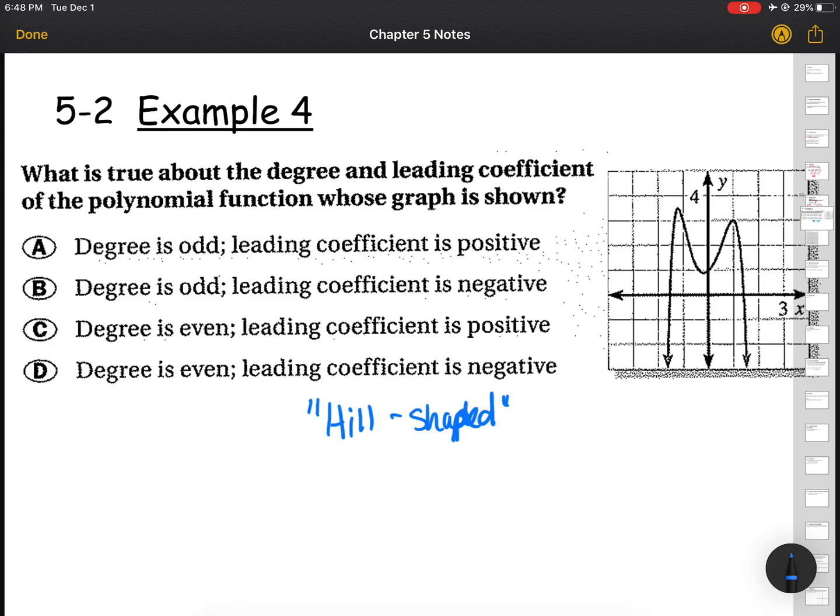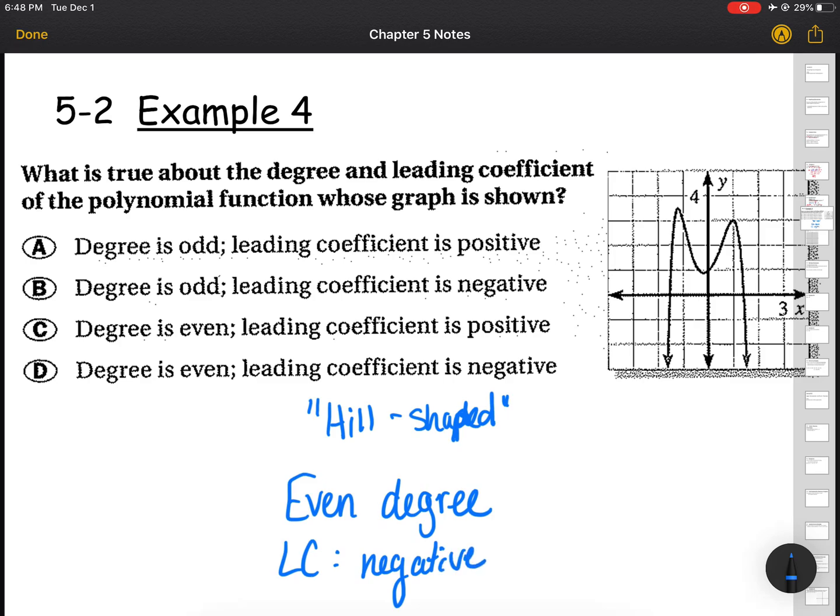That hill shape was for degrees that were even, and since it's upside down like a hill, that meant that the LC, or leading coefficient, was negative. And if we just match that up to our answer choices up here, that is D.